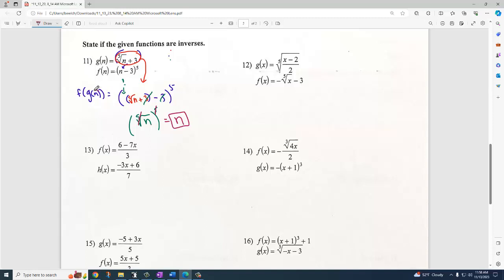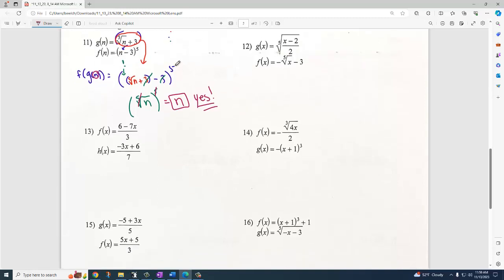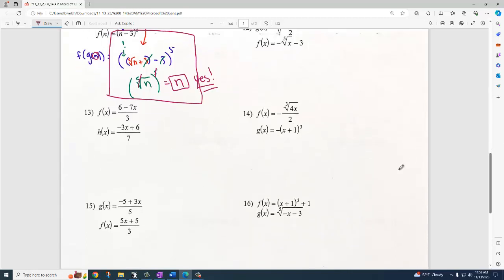If the value inside of the composition is the same as the result of the composition, then yes, they are inverses. If you had 2n right here, it would be a no. If you had n minus 7, it'd be a no. Now there are some that don't work in this process. So not every one of them is going to say yes. Some of them will say no. But the ones that say yes, we really need to see this work. This work is how we validate that we were right. Without that work, it's just a guess in the dark.